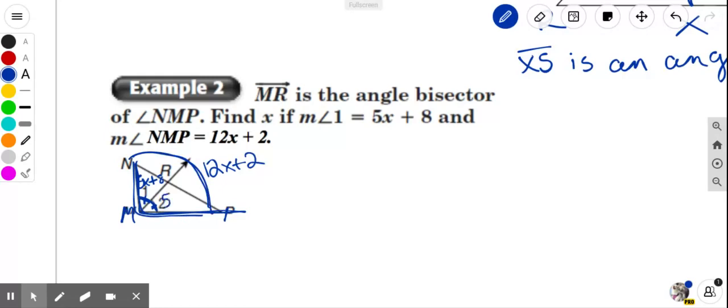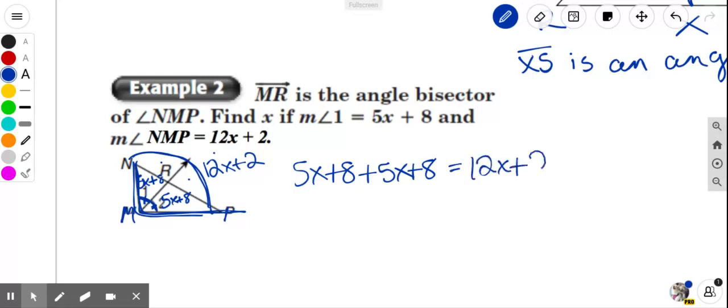Since 1 and 2 are equal, I can say that this side is also 5x plus 8. And then I can just add those two together and set it equal to the big one. Remember angle addition from earlier in the year? Small plus small equals big. Remember that? So 5x plus 8 plus 5x plus 8, small angle plus small angle, angle 1 plus angle 2, equals 12x plus 2, angle NMP.